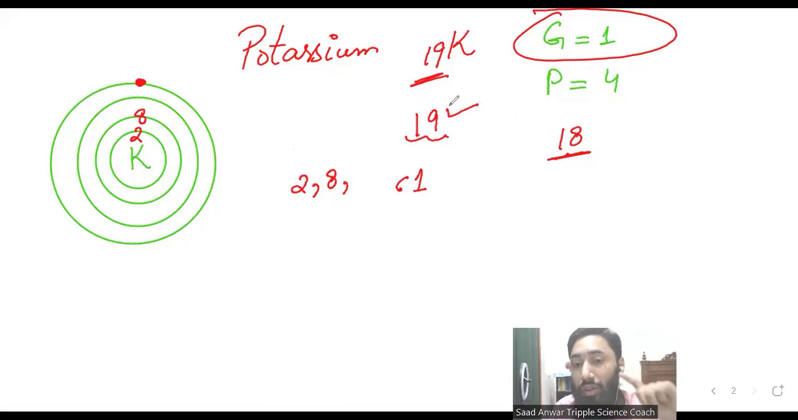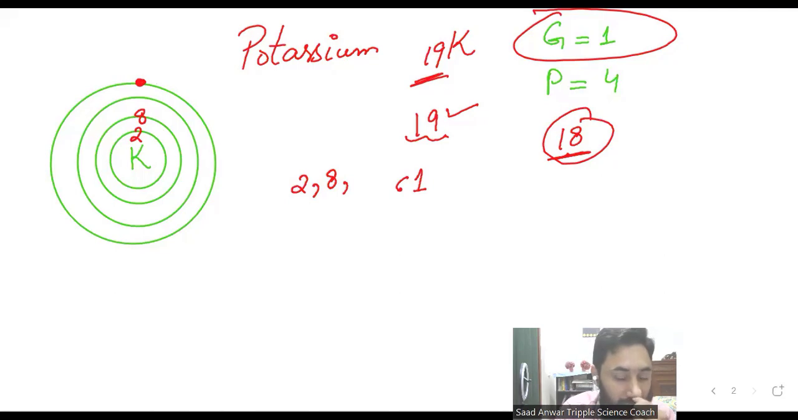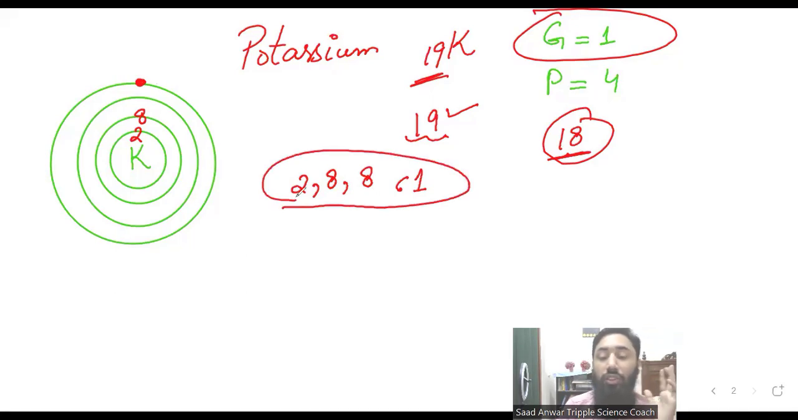So when I kept 1 electron in the outermost shell, the remaining is 18, and from this 18, I have arranged 2 in the first shell. I have arranged 8 electrons in the second shell. So what do you expect? Very good, Alina. Very good, Sanvi. In the third shell, I need to put 8 electrons. So this is the electronic configuration in the quickest way.